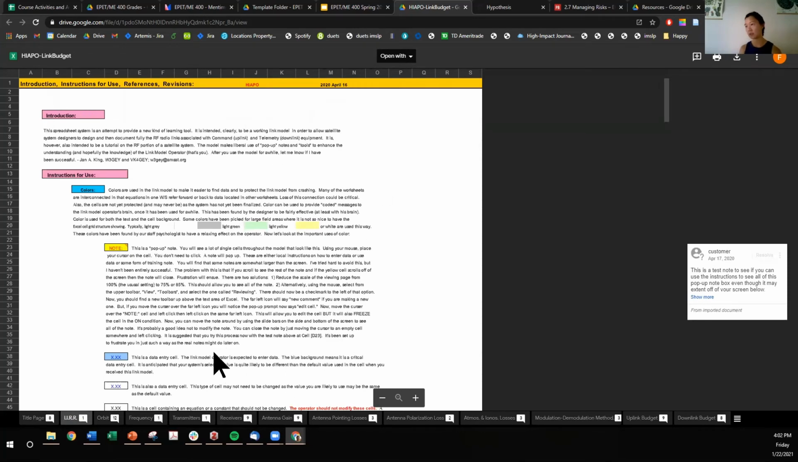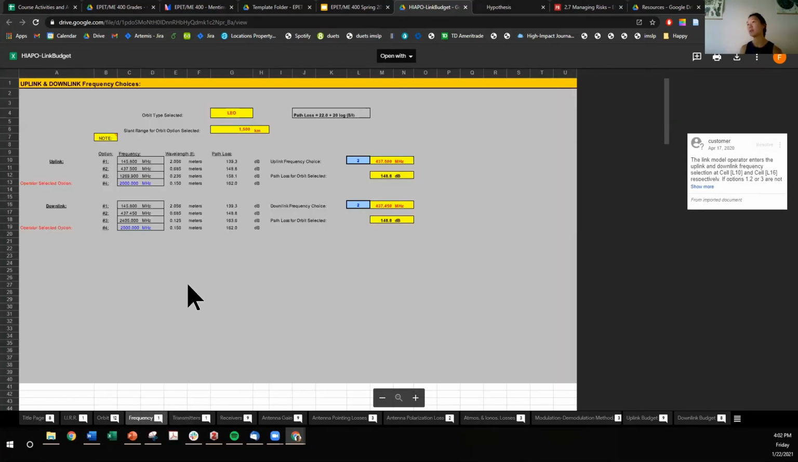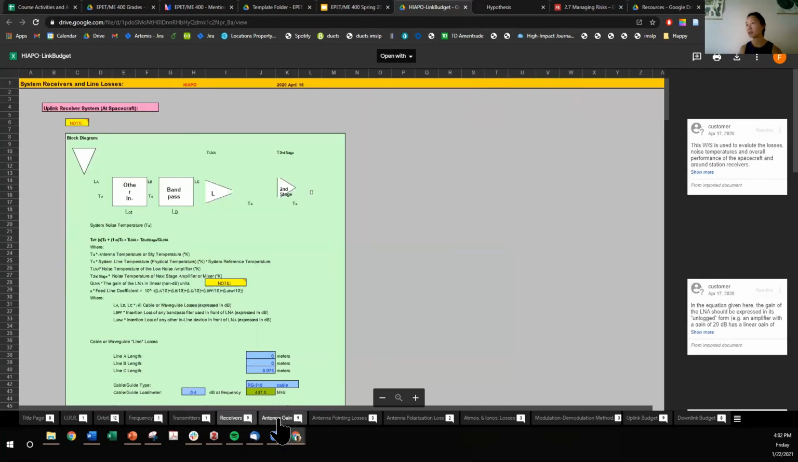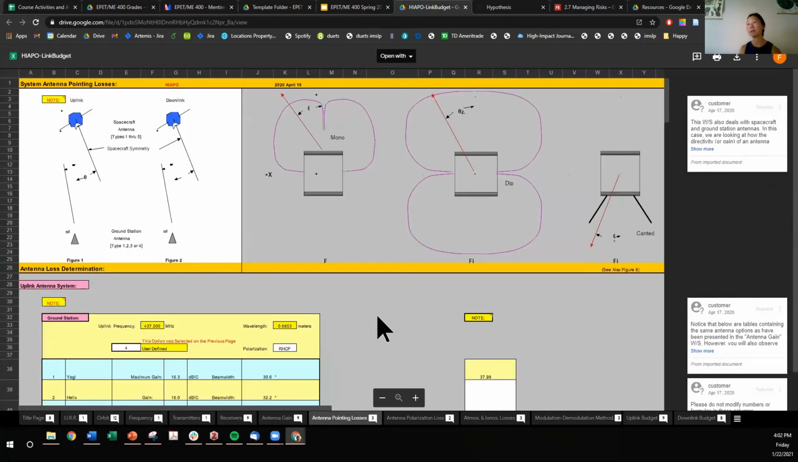here is the instruction sheet. You can put orbital information into here, what frequency you are transmitting and receiving at, aspects of your transmitter and your receiver, characteristics of your antenna, what kind of losses you're going to experience. Losses prevent you from communicating, so you want to minimize your losses. And then there are all of these other tabs that you can tab through.